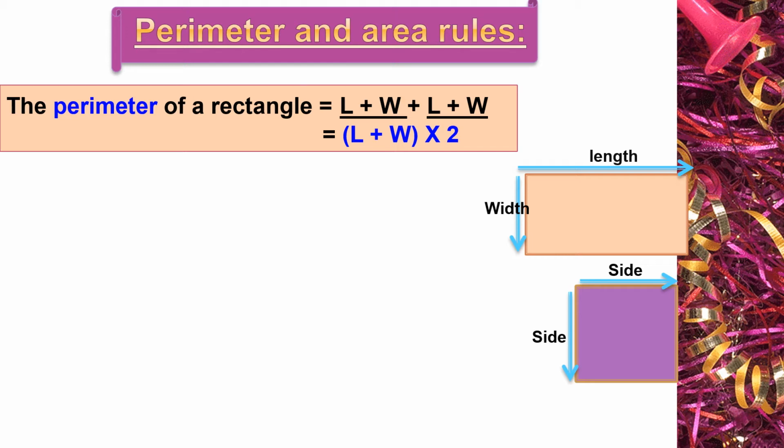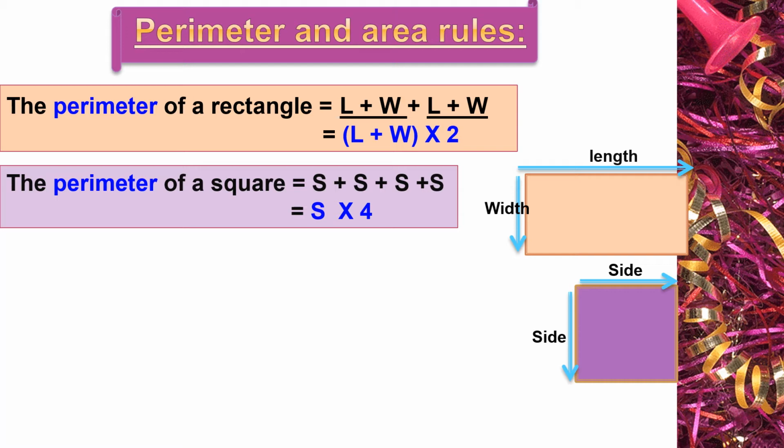But now, here we have length plus width and length plus width. Length plus width repeated 2 times, right? So, I can write it as length plus width times 2. This is for a rectangle. So the perimeter of a rectangle equals length plus width times 2. This should be memorized very well, okay? It's very important to know these rules and memorize them.